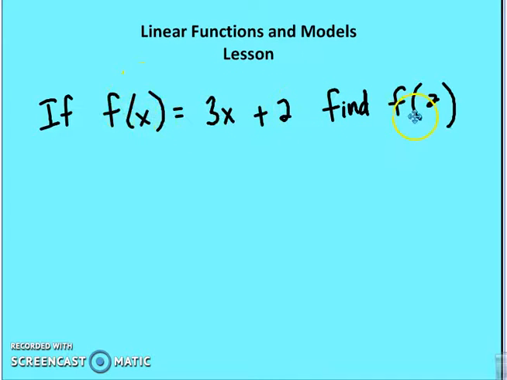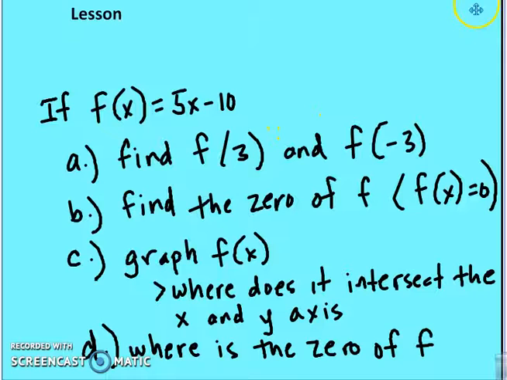So in this case, where x is equal to 2 in the function, the command is going to be to substitute 2 for x, and then to simplify that function: 3 times 2 is 6, plus 2 is equal to 8. So f of 2 in this case, where f of x is equal to 3x plus 2, ends up being equal to 8. All right, so let's do some classwork.